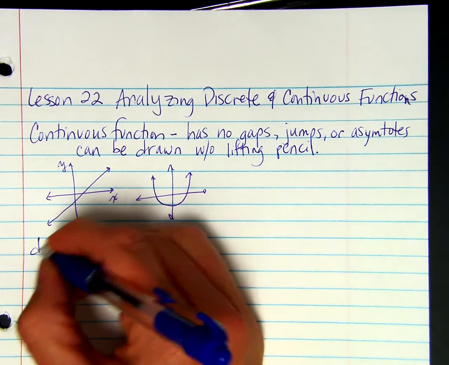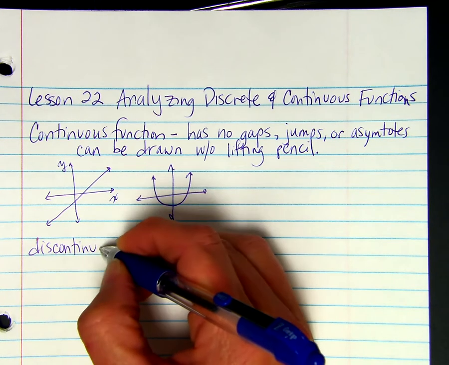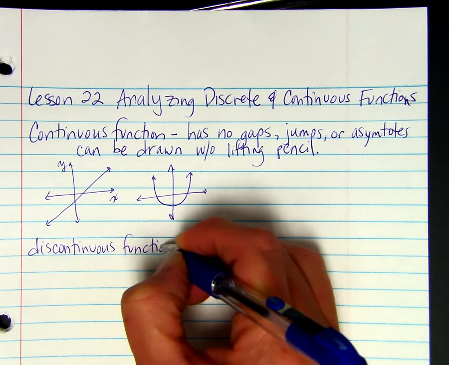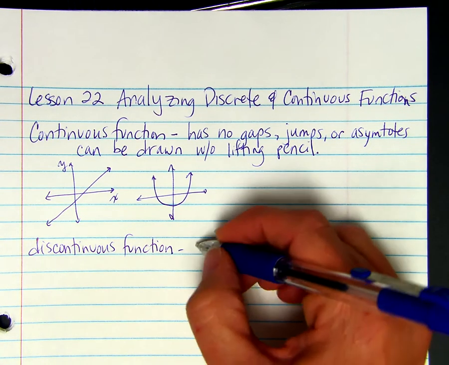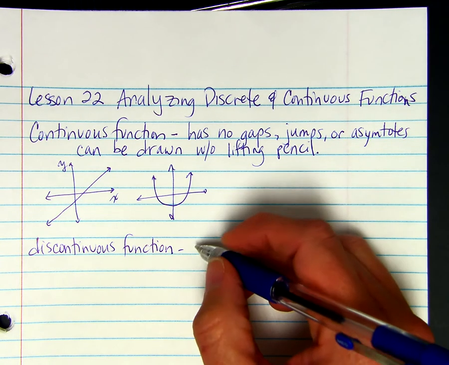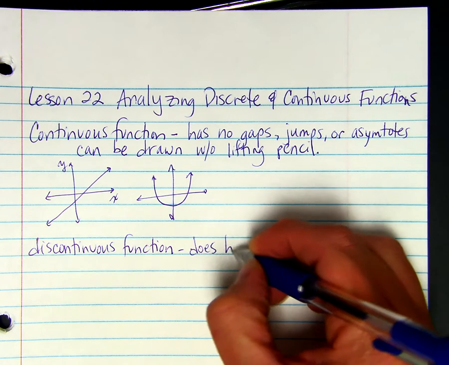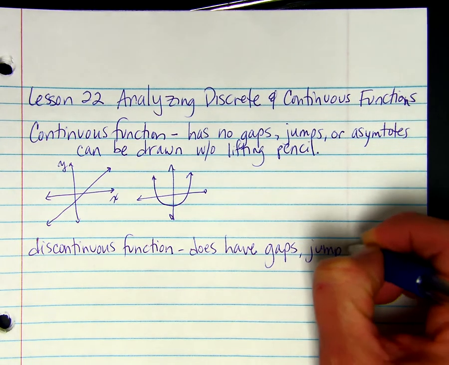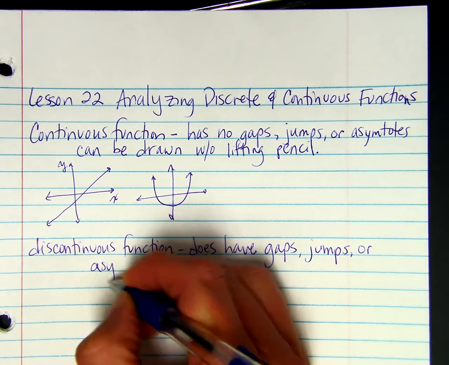Now a discontinuous function is any graph, or the graph of the function, that has gaps, jumps, or asymptotes. So you would not be able to draw it without lifting up your pencil.